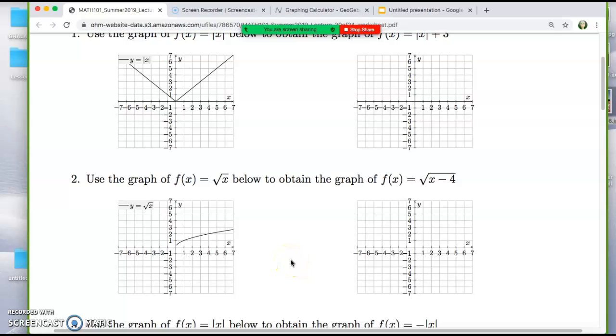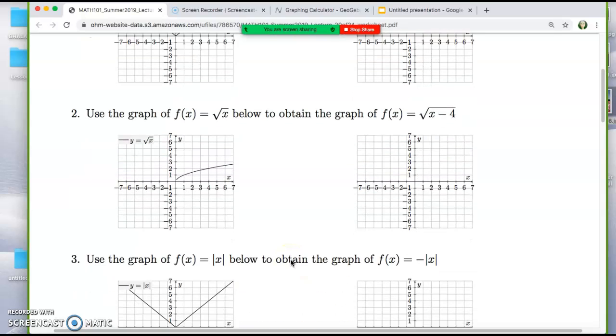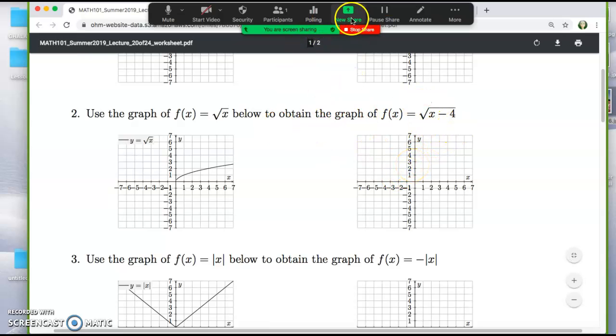Okay, guys, let's take a look at number 2. We have the graph of function f of x equals square root of x, which is already graphed for us over here. Then they asked us to obtain the graph of function f of x equal to square root of x minus 4. So they want us to use a transformation.